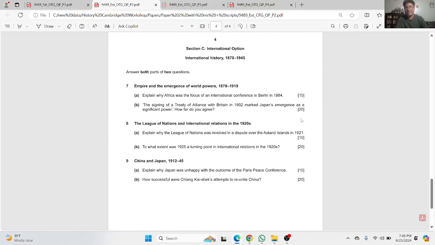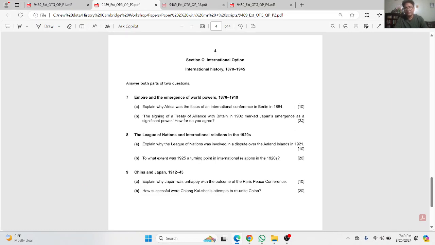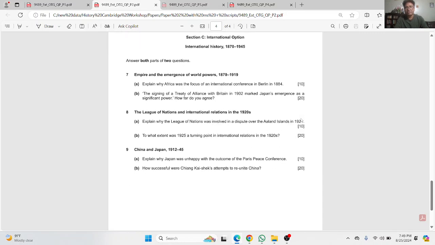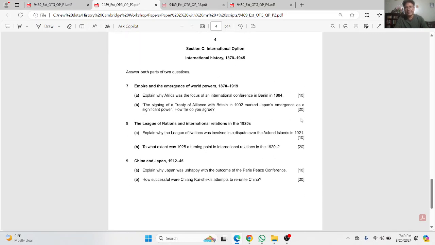Now coming to the international option. This is the option that mostly the students opt for. This one, international option and the European option, these are the most popular options that students often study. Now as you can see, we again have 3 questions, 7, 8 and 9, and the candidate can do any two out of these 3 questions.